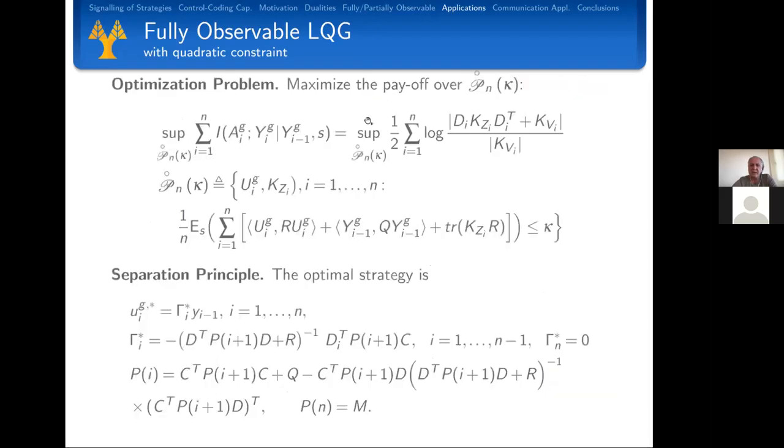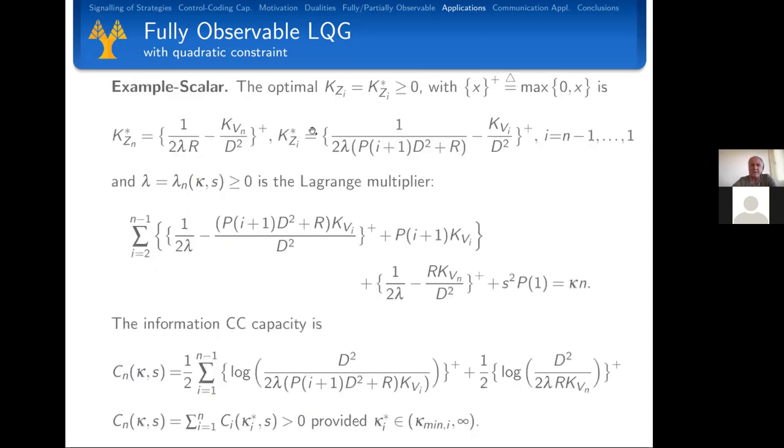Once you compute this quantity, you can substitute it here, and then you take the supremum, and this would involve some kind of water filling in time. I'm doing the scalar case, so there will not be water filling in space. This is how the optimal covariance matrices are computed. This is a Lagrange multiplier. And then you have the information control coding capacity for finite N_i.